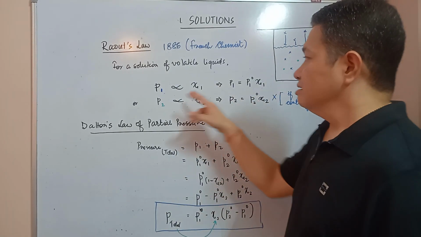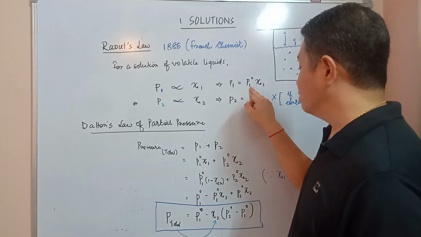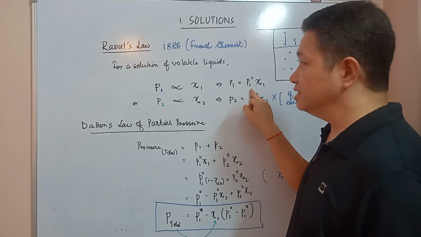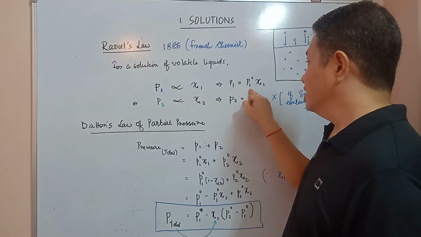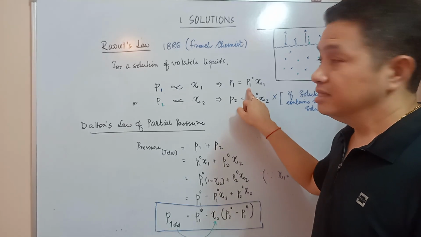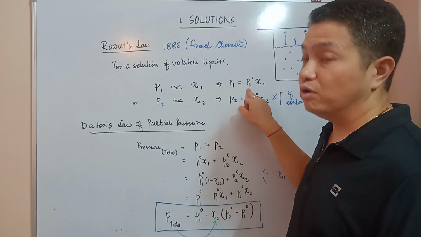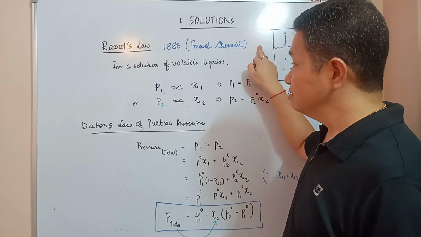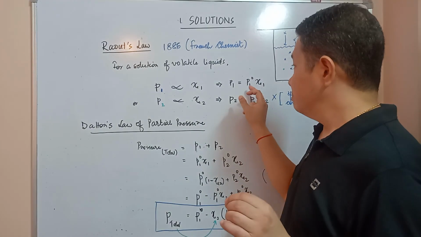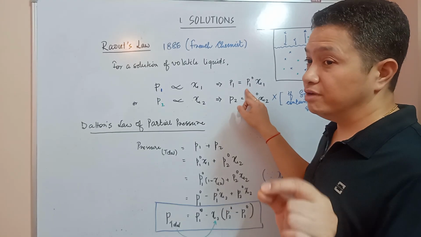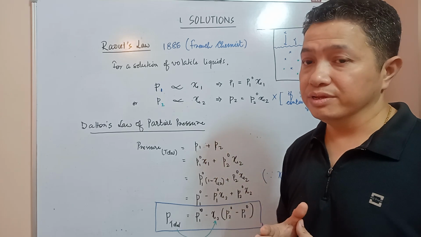So going mathematical, if you replace the proportional sign, it's obvious that you will put one constant, and this constant is related to that particular component of the volatile liquid. And what is this? This is the vapor pressure, not partial vapor pressure. This is the vapor pressure of that particular component, or that particular liquid, at that temperature. All right, it means this is the vapor pressure of the pure liquid when it's alone.